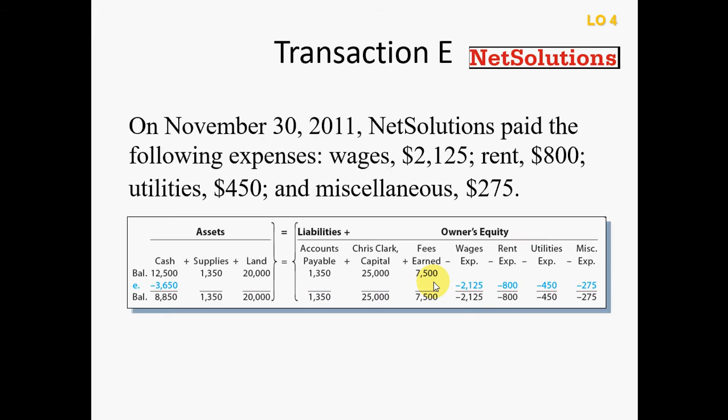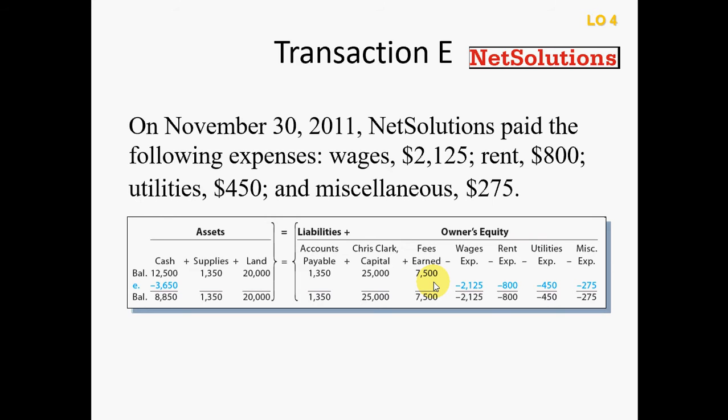Okay, now on November 30th, Net Solution has paid a creditor on account 950. So cash will decrease by 950 and accounts payable will also decrease by 950. So we maintain equality on left and right as well.